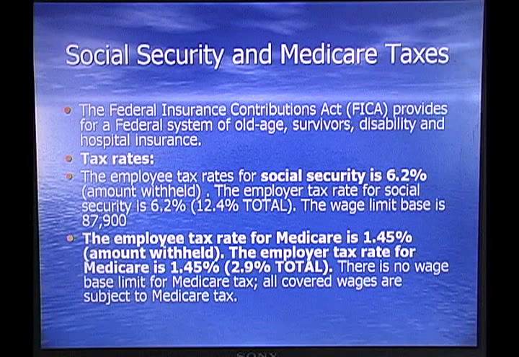Social Security and Medicare tax. The Federal Insurance Contributions Act, or FICA, provides for a federal system of old age, survivors, disability, and hospital insurance. Tax rates. The employee tax rate for Social Security is 6.2%. That's the amount withheld. The employer tax rate for Social Security is 6.2%. So the employee and the employer are each paying 6.2%, for a total of 12.4%. The wage limit base is $87,900.